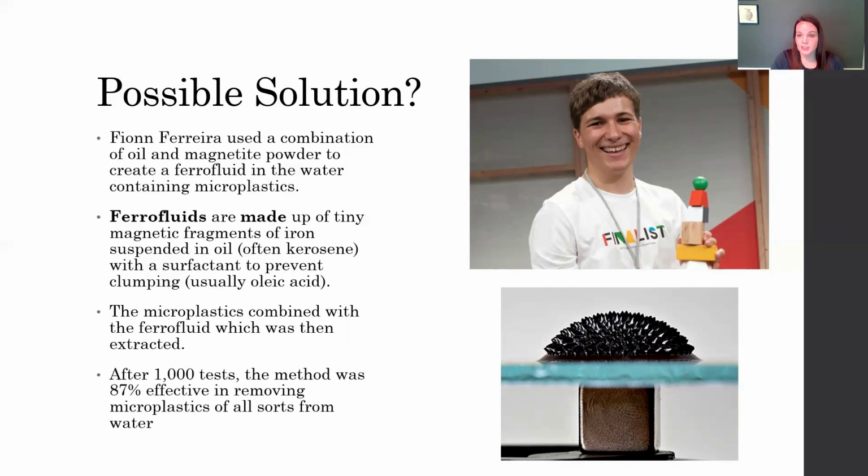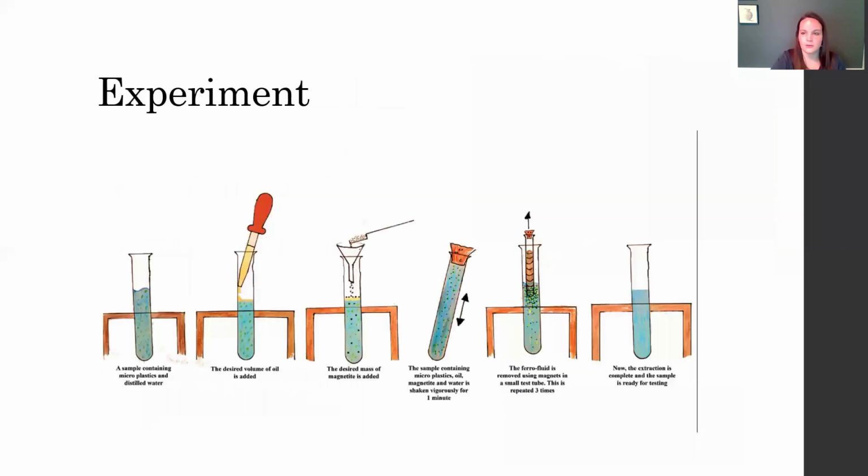One other thing I wanted to mention was this brand new research that has just come out. So this young man you see pictured here actually is a young scientist, and he developed a way using ferrofluids, which is small bits of iron suspended in oil, and putting that ferrofluid into solution or into water with magnets to remove microplastics. And his experiment was actually 87% effective after 1,000 tests, which is pretty good. And I'll show you more about those steps as we move forward here.